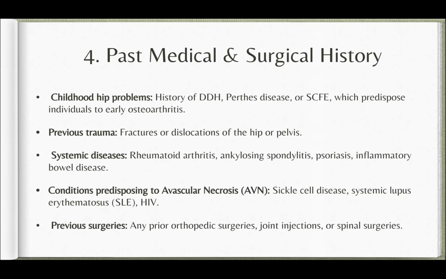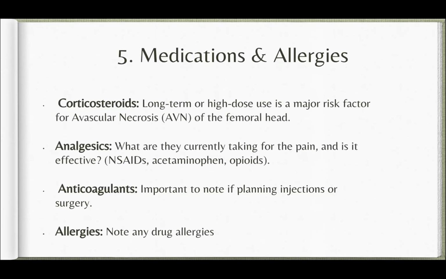Next, we have to ask about past medical and surgical history: hip dysplasia, Perthes disease, or conditions which predispose individuals to early arthritis. These have to be found out. And history of previous trauma, that is fractures or dislocations of the hip or pelvis. Systemic diseases: rheumatoid arthritis, ankylosing spondylosis, psoriasis, inflammatory bowel disease. Conditions predisposing to avascular necrosis, that is sickle cell disease, systemic lupus erythematosus, and HIV. Any history of previous surgeries, any prior orthopedic surgeries, joint injections, or spinal surgeries.